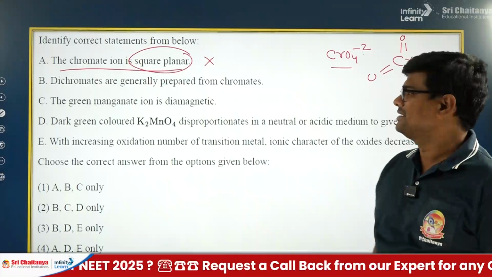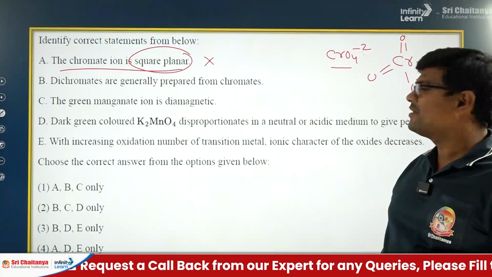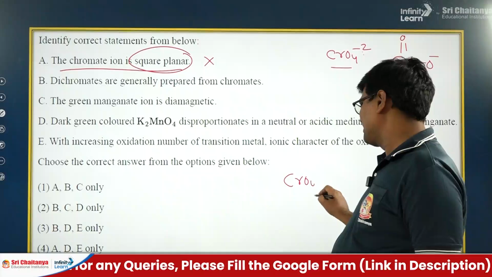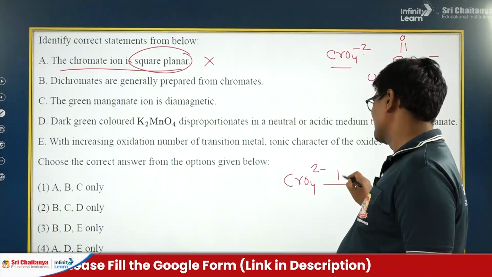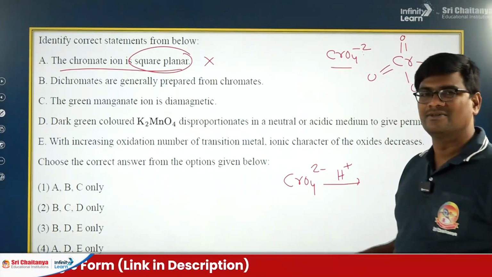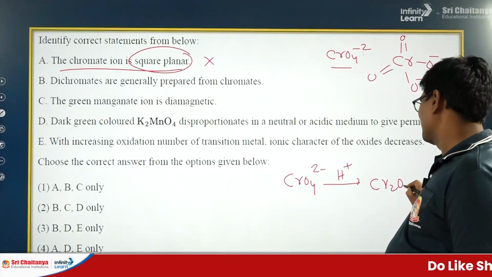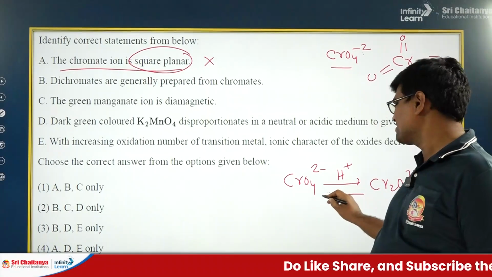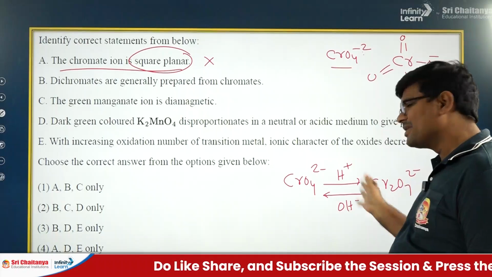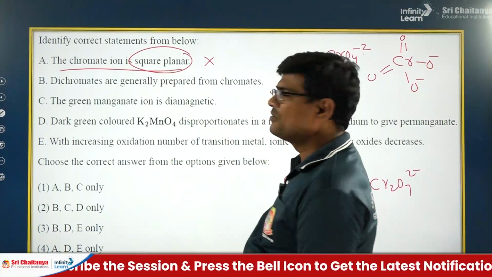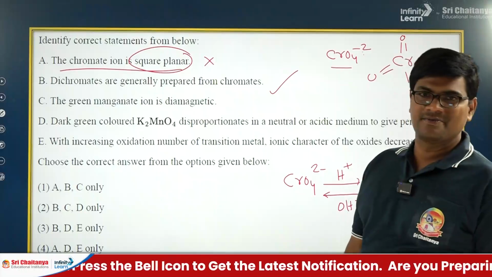Let's go for option B. Dichromates are generally prepared from chromates. How? We know that dichromates are prepared from the chromates by acidifying the solution. If you add an acid to that chromate solution, it will convert into dichromate. If you add a base to the dichromate, it will convert into chromate. So, dichromates are generally prepared from chromates. Therefore, that is the right statement.